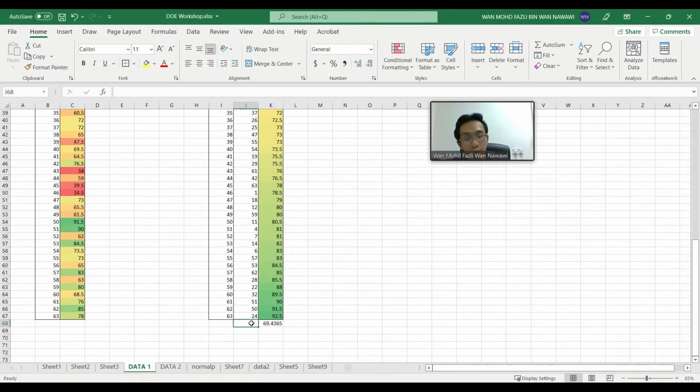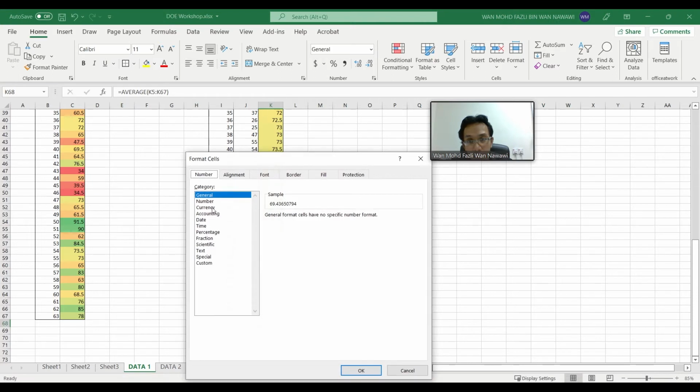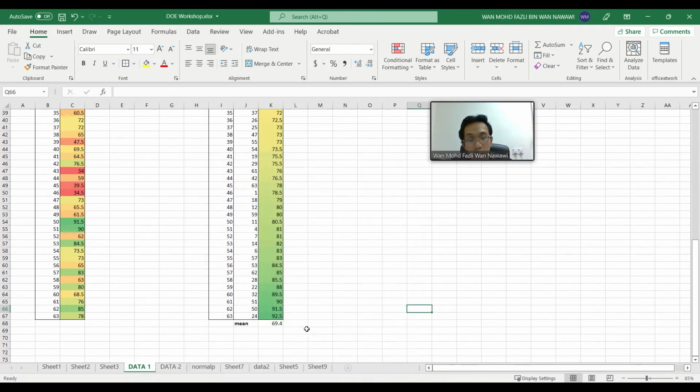So this average we call the mean, the one that we learned before. Mean is one way to tell the story about the data. Let me format the cell into numbers, one decimal place is enough. So you know that the average student in the class scores around 69.4.